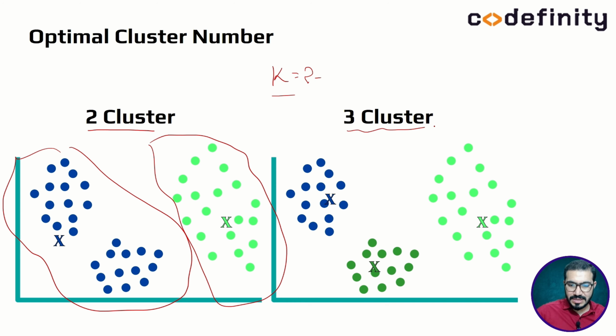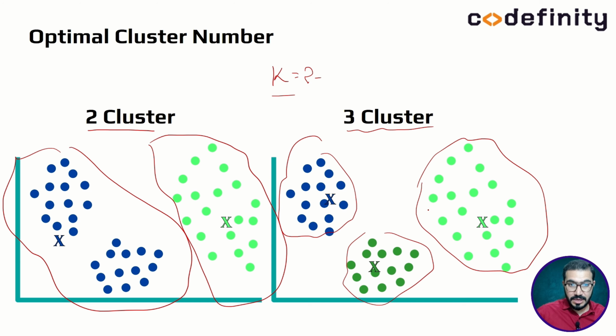But if we go with 3 clusters, which is the optimal number, then the grouping becomes different, right? If we go with 4 clusters, then maybe the grouping will even change. If we go with 5 clusters, the grouping will further change. The question, the $1 million question, is how do we define k? How do we measure k? How do we get the optimal number of k? Let's learn.